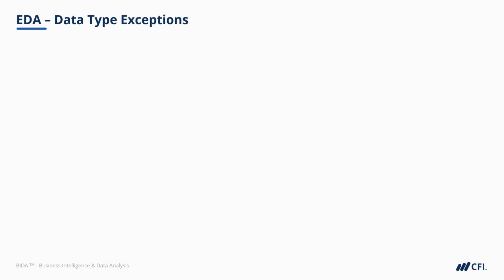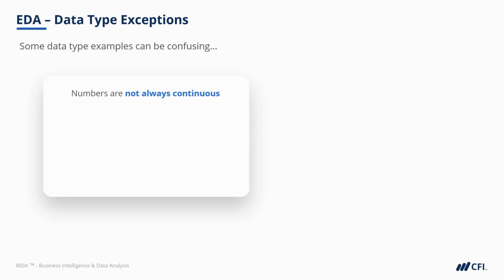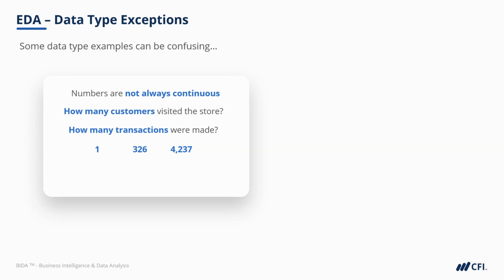There are a couple of examples of variables that can be confusing in their data type, so let's take a quick look. The first exception is that numbers are not always continuous. Consider the question: how many customers visited the store, how many transactions were made. The answers might be 1, 326 or 4,237. But we cannot have 0.5 of a customer, so the scale is not strictly continuous.